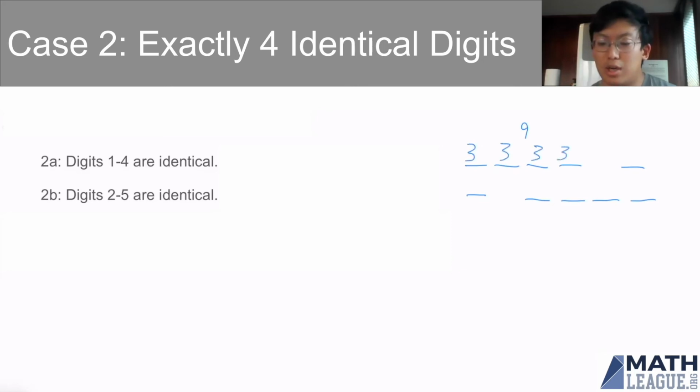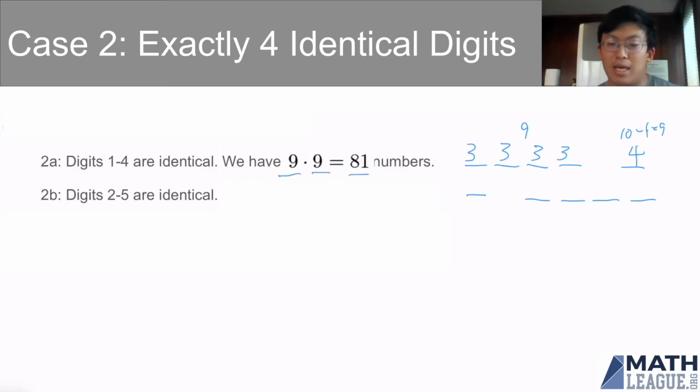And for the last digit, we just can't have the same digit as the first 4. So say we have 4 as our last digit, and that gives us 9 choices, since the only restriction is that it can't be the same as the first 4 digits. So that gives us 9 times 9 is 81 numbers under this first subcase of case 2. And for the second subcase, it's very similar.